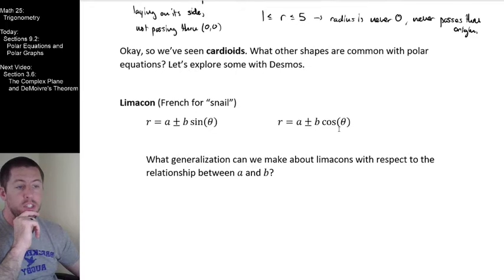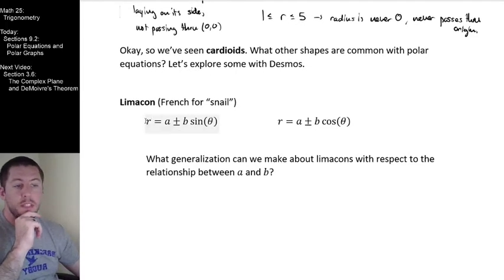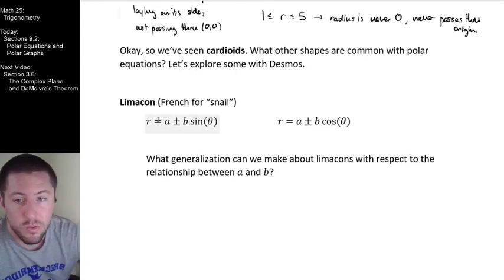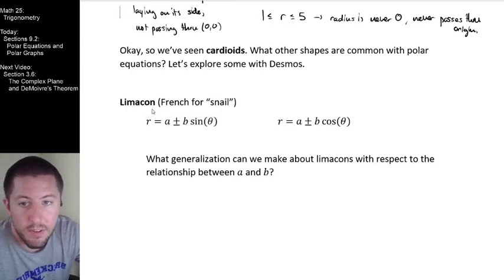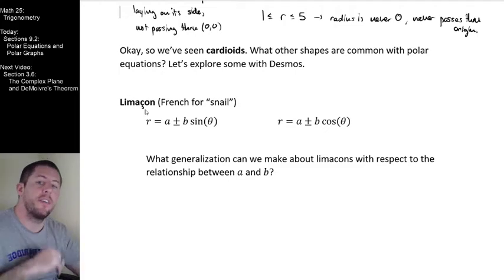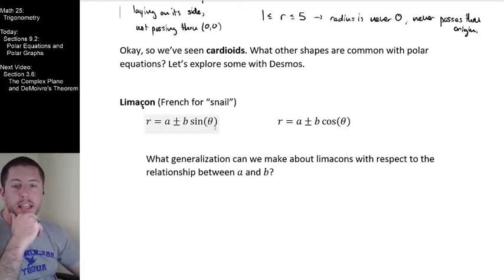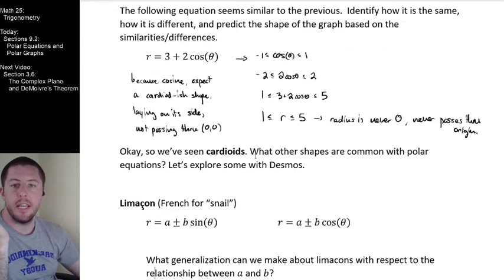We've seen cardioids. What other shapes might we see? Well, here's a shape. It's called a limacon. This is one of those French words with the little squiggle underneath the C. It's a French word for snail. Let's go ahead and take a look at what these graphs are going to look like. Oh, wait, these are the ones that we just did, right? Okay, so this is a limacon right here.